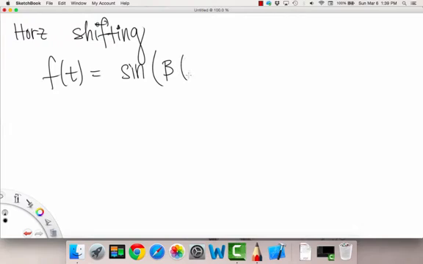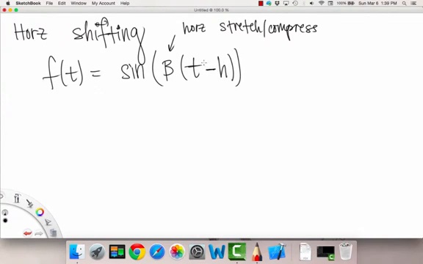Okay, so we have some b, and remember that gave us our horizontal stretch or compression. And then we have t, and then minus an h. This form here is really important, because sometimes you see something like sine of 2t minus 3, and you'll say, oh, our h is 3. But no, that's not the case. h is not equal to 3.